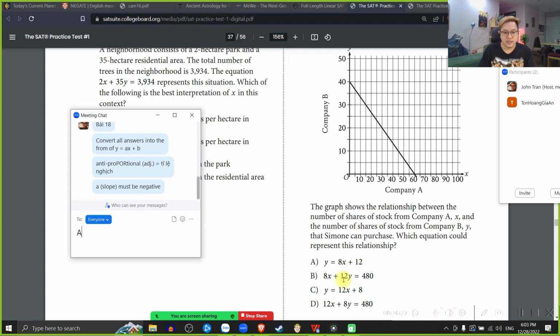Okay, answer A is actually y equal to ax plus 12. The A is a positive value, so it's not a good answer.